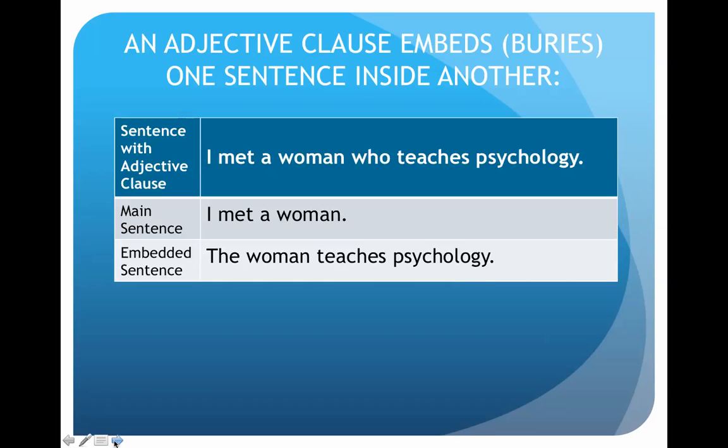A way to think about adjective clauses is that what you're doing is embedding or burying one sentence inside another. And as we go on studying adjective clauses, I think you're going to find it's easier to think in these terms, because a lot of the problems and difficulties with adjective clauses have to do with characteristics of the embedded sentence, and we'll get to that later in this slideshow. Okay, but this is a very simple example of I met a woman, the woman teaches psychology, so I'm embedding this into this, and I get that.